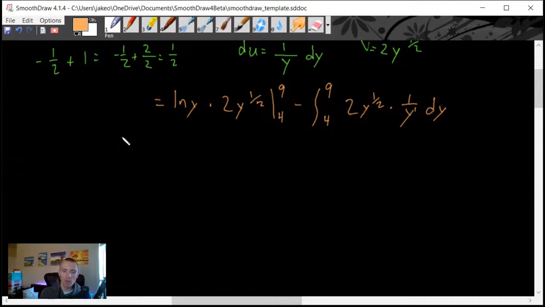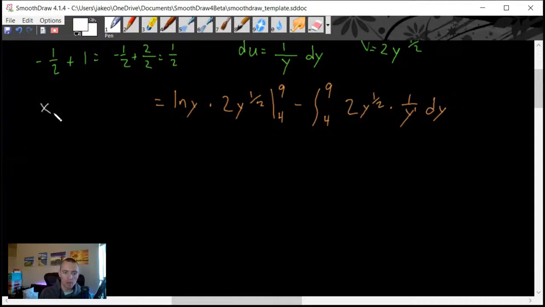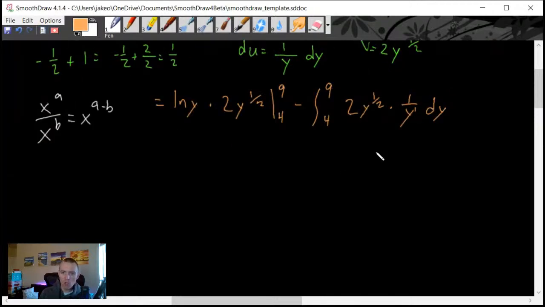If you have two terms, like let's say x to the a over x to the b, that would simplify to x to the a minus b. So in this case, since we have y to the 1/2 divided by y to the 1, that's going to simplify into y to the 1/2 minus 1, which is going to be y to the negative 1/2.